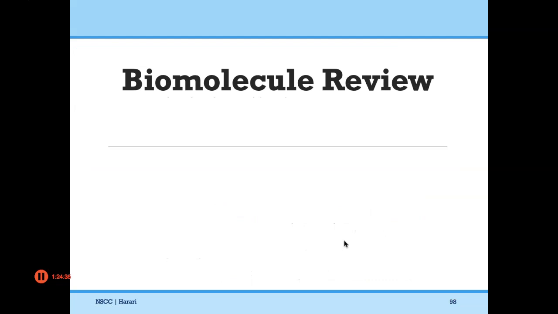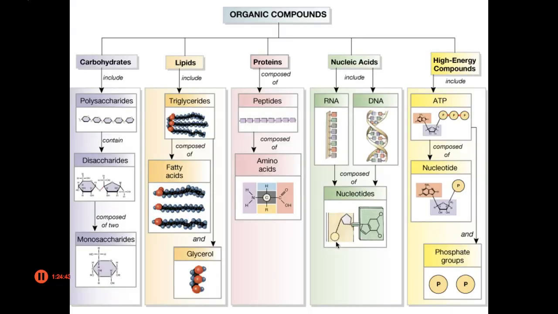So now I'd like to take a time to just review a little bit about biomolecules and apply some of the concepts to some more relevant situations. So this is a good summary slide to pause. Make sure you understand carbs include polysaccharides, which include disaccharides, which are composed of monosaccharides.